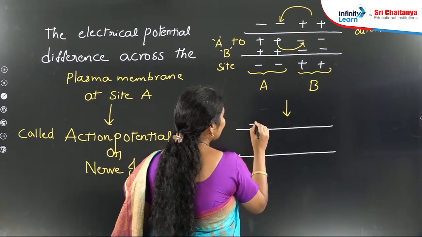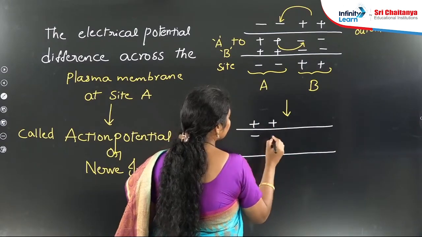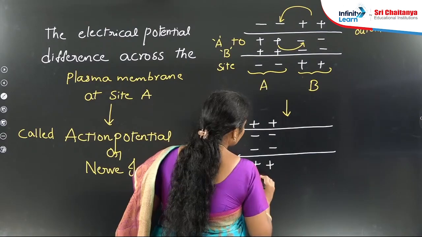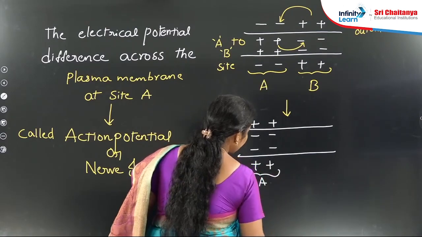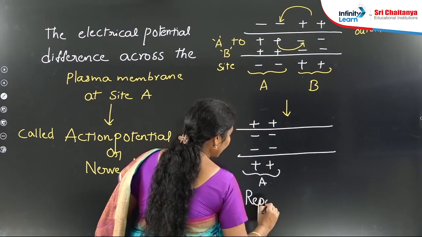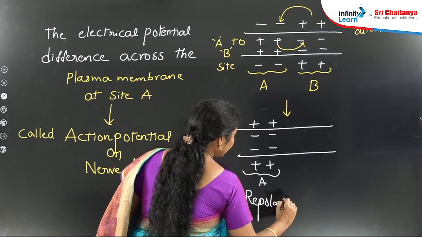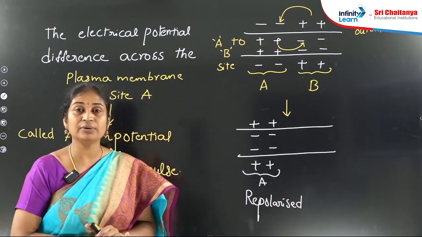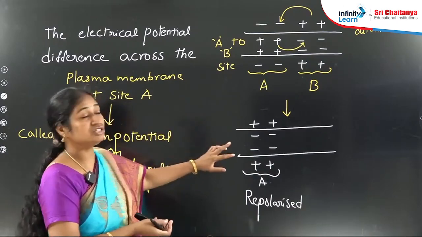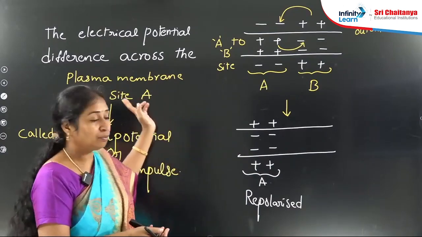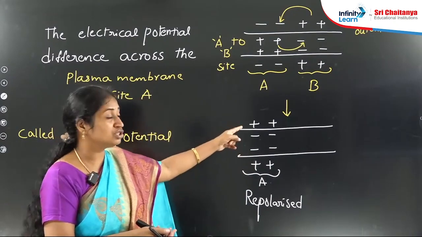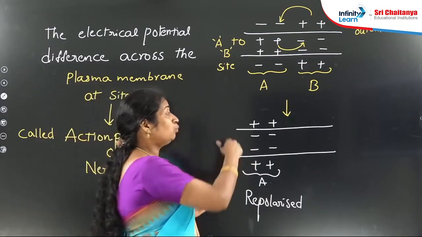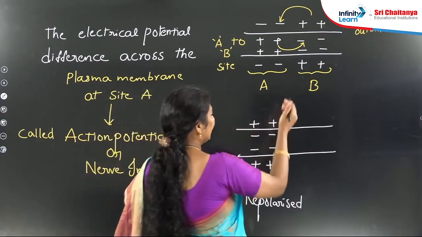Then after that, the charges are reversed or returned like this. Now the A site is said to be repolarized. Why are we calling the A site repolarized? Because they got their charges back. Just like the polarized state, here also they got positive charges outside and negative charges towards the inside. Then what about the B site? B site has become reversed.